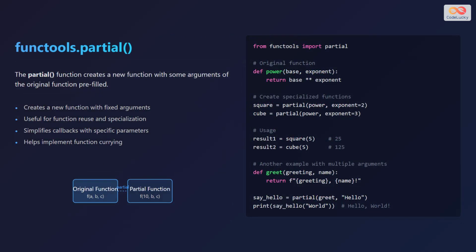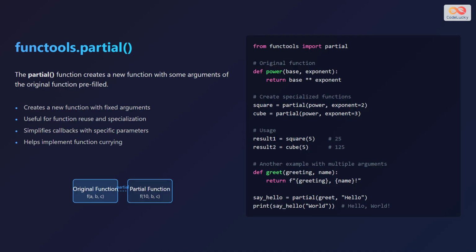The partial function is used to create a new function with some arguments of the original function pre-filled. This is useful when you want to create specialized versions of a function with specific parameter values already set. Partial creates a new function with fixed arguments, allowing for function reuse and specialization. It simplifies callbacks with specific parameters and helps implement function currying.